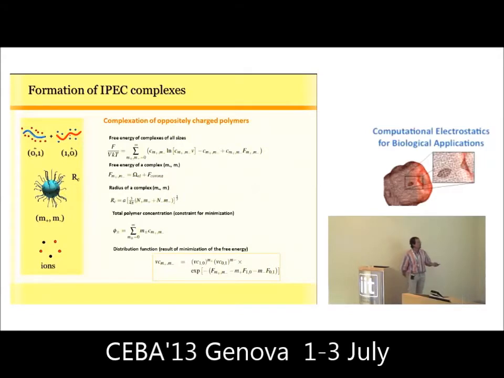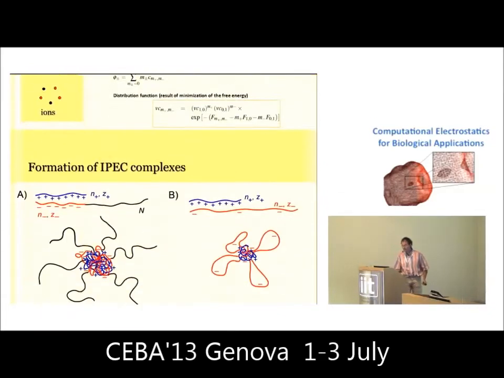If you minimize this free energy with respect to this concentration, you can get the probability distribution function over the sizes. This is already equilibrium, so it will depend on the energy of the individual chains in the solution and the energy of the aggregate.